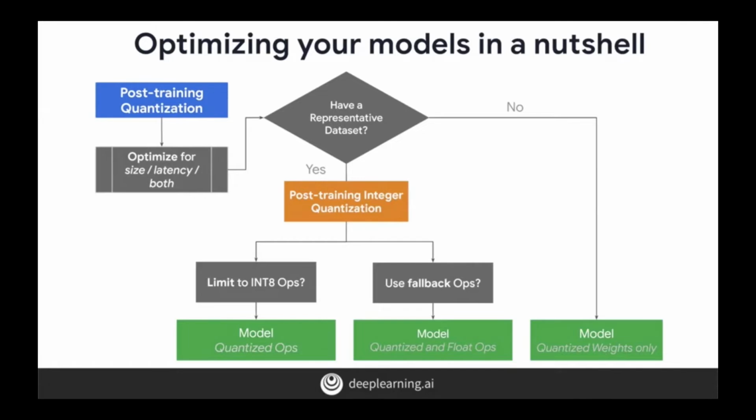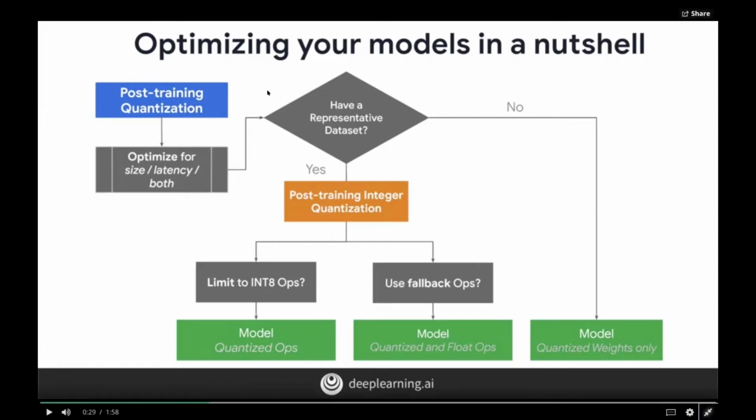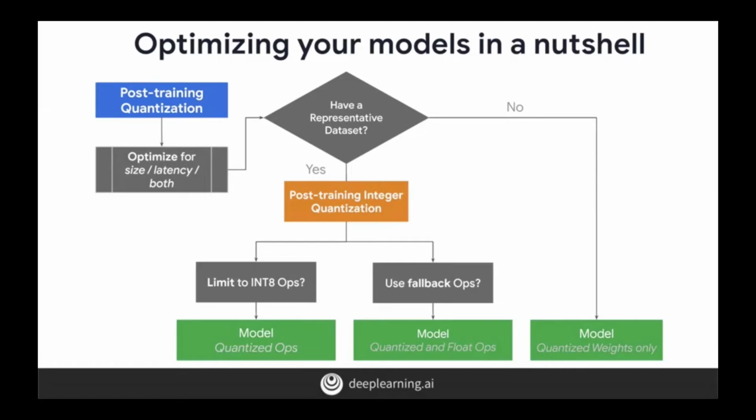And we'll see some code in that notebook that I just started, which shows exactly how to do that. And then if you have what they call a representative data set, which is some data that you want to use for post-training integer quantization, what you're doing there is quantizing the activations as well as the weights.